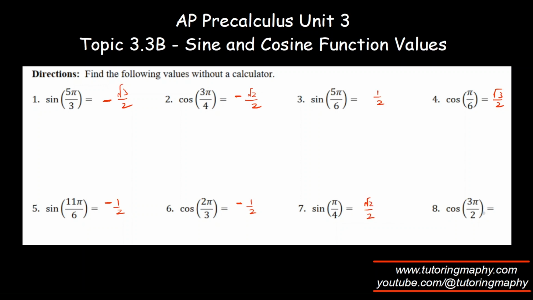Cos 3 pi over 2, we can just visualize the unit circle, because 3 pi over 2 is somewhere over here. Coordinates are 0, negative 1, and the x coordinate is the cosine value, because this is 3 pi over 2, right? So the x coordinate is the cosine value, and that is 0 over here.